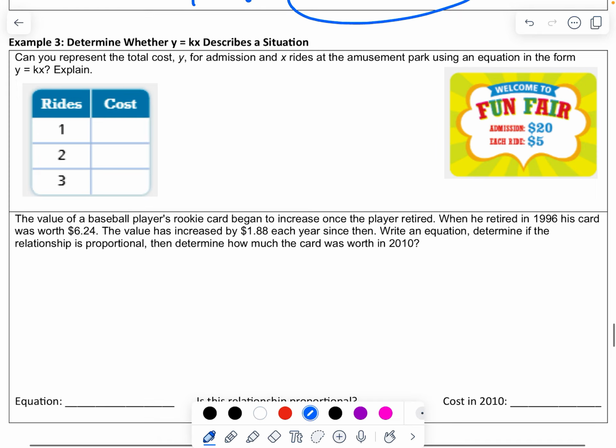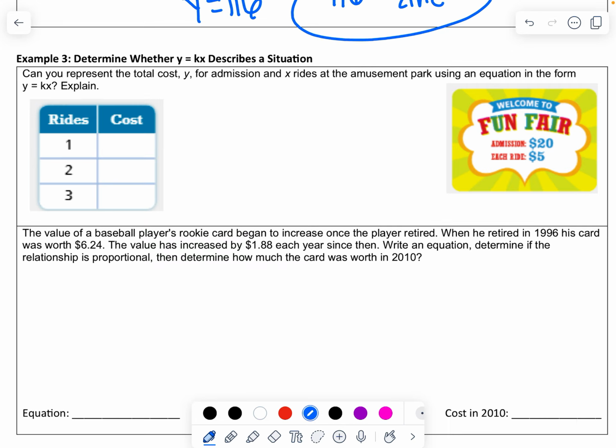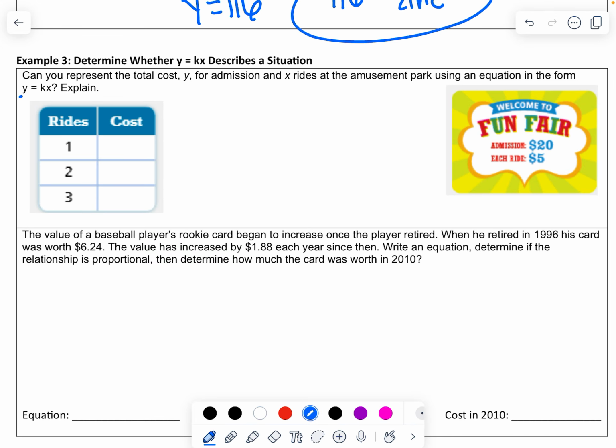So example 3 says, determine whether y equals kx describes the situation. So we can only use this equation when our table forms a proportion. So if our table is not proportional, that means we cannot use the equation. Okay. So it says, can you represent the total cost y for admission and x rides at the amusement park using an equation in the form y equals kx? So it tells us the cost is y and the rides are x. Okay. So if we look at our little picture over on the left, sorry, it's a little blurry, we want to figure out what is the cost of one ride, or how much it costs in total for us.